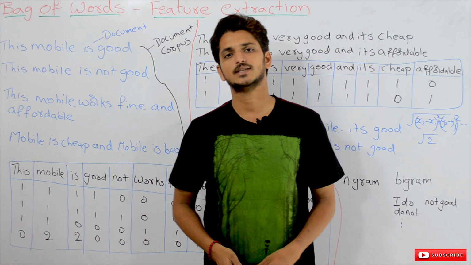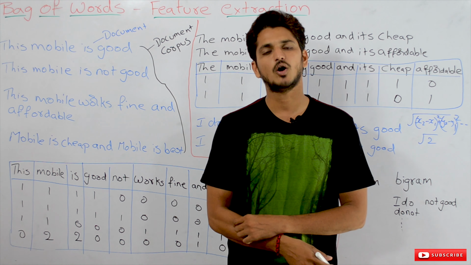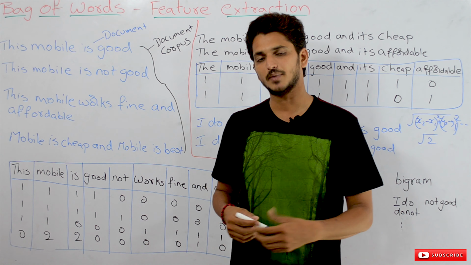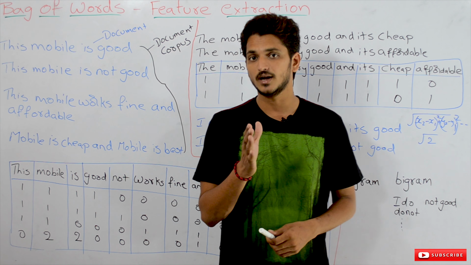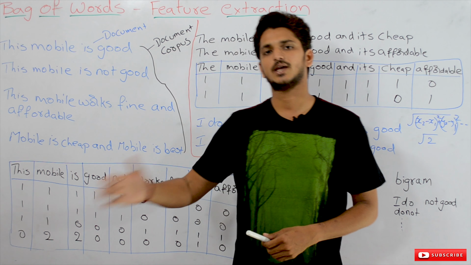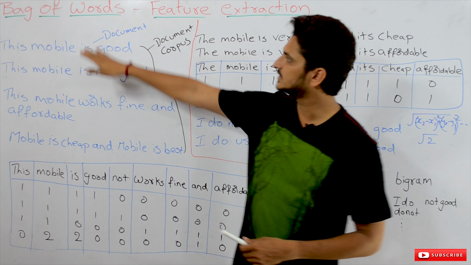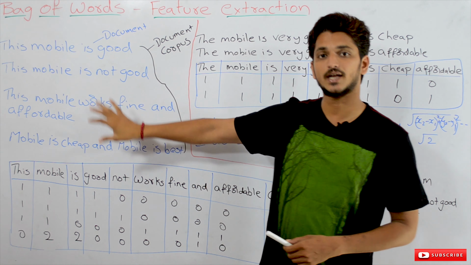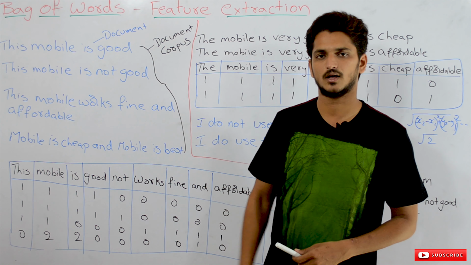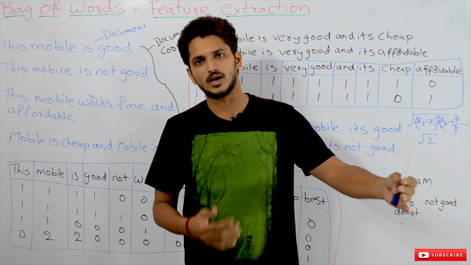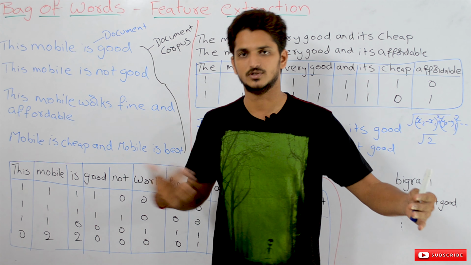In our previous classes we already discussed one-hot encoding. One-hot encoding is a method to convert categorical data into numerical data. Bag of words is a method to convert text data into numerical data. So please watch that video and come back here for a better understanding of this video.